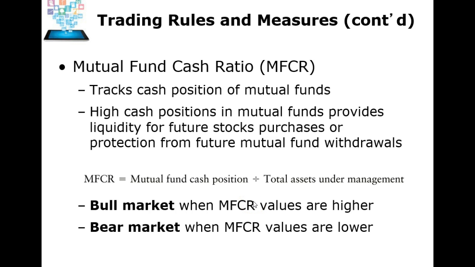When the ratio values are high, it's a bull market, and when the ratio values are lower, it's a bear market. Essentially, it's measuring how much cash these mutual fund managers have. If the stock market starts going down and they build up large cash positions, that looks good for the future, because at a certain point, if the cash gets too much, they're going to have to redeploy it.